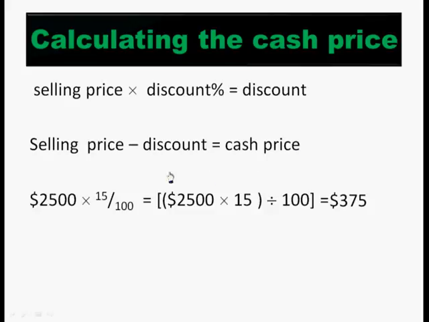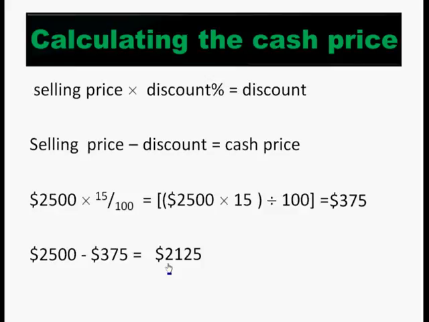Now we're going to do the second step, which is to take the discount amount, which is the $375, from the selling price, which was the 2,500. So here we are. See it there. And the answer is equal to what? Simple as that. $2,125. So you see, it's less than it was.